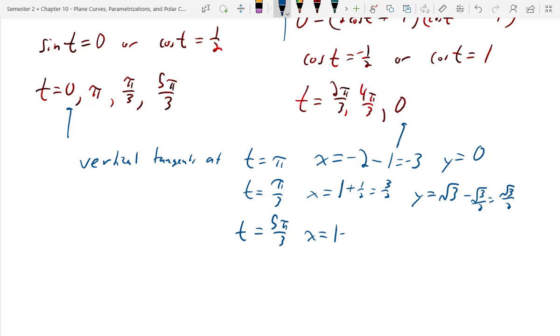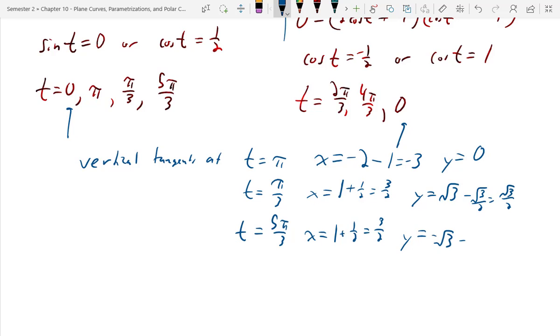Minus cosine of 10 pi over 3. So 10 pi over 3 is really 4 pi over 3, and 4 pi over 3 is in quadrant 3, where cosine's negative. So it's negative 1/2. But it was positive plus, so this is still 3/2.